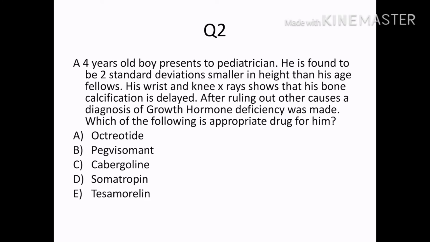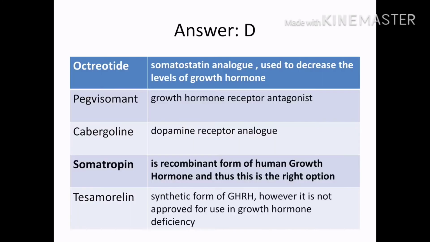So this child is deficient in growth hormone. As a result, he is having stunted growth and delayed bone age. We need a drug for him that will fulfill his growth hormone requirements and allow him to grow properly. Out of these 5 options, the right answer is D, somatropin. Somatropin is a recombinant form of human growth hormone and is the right option for those who are suffering from innate deficiency of growth hormone.